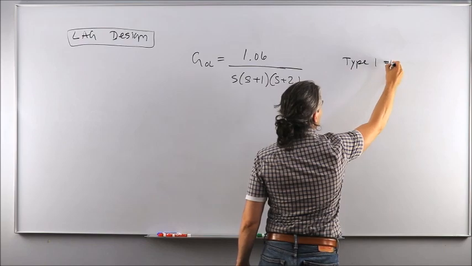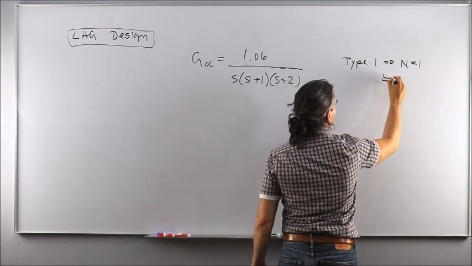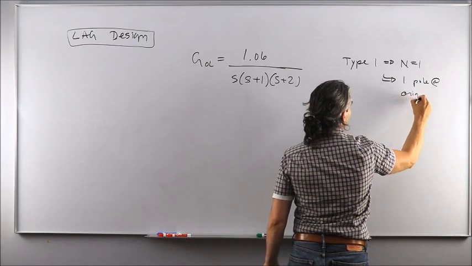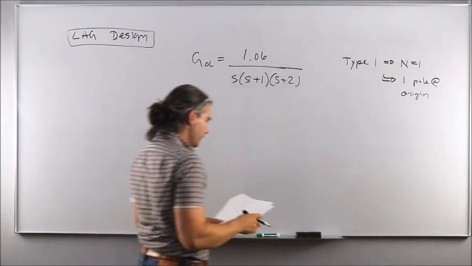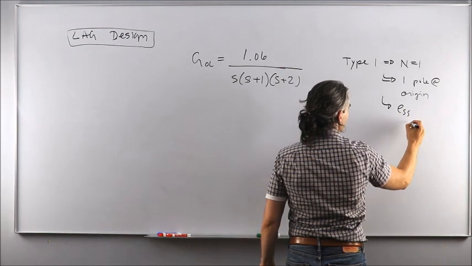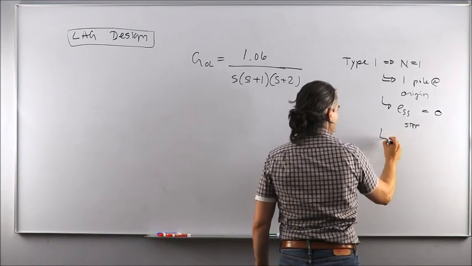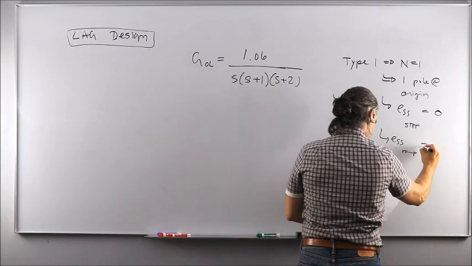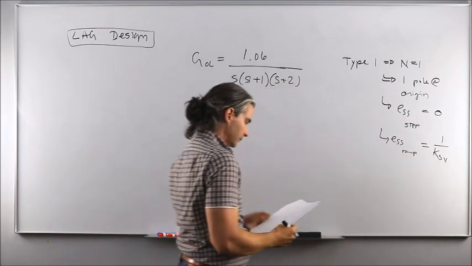transfer function, because capital N is equal to 1, which implies that we have one pole at the origin, or one integrator, 1 over s, okay? What do we know about that? We know that the steady state tracking error for a step input is going to be 0. We know that the steady state tracking error to a ramp is going to be equal to 1 over Kv. Okay.